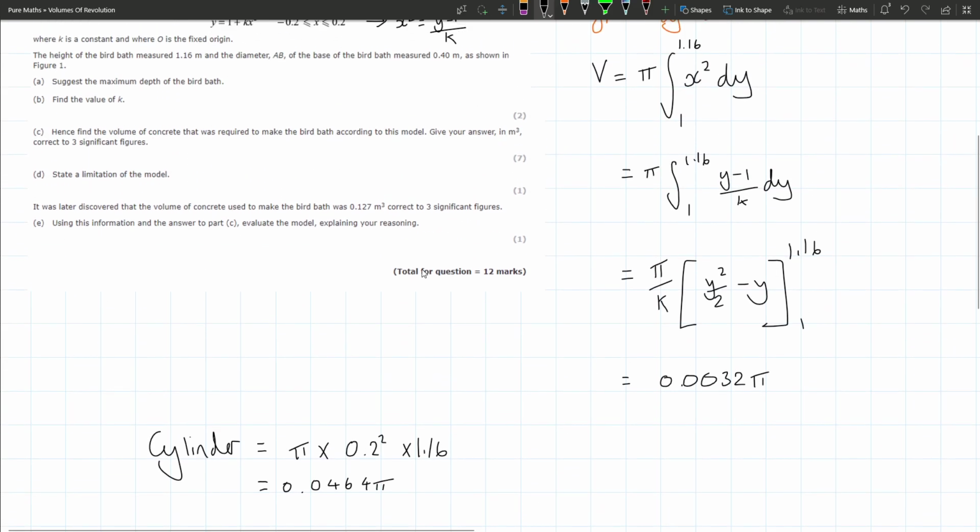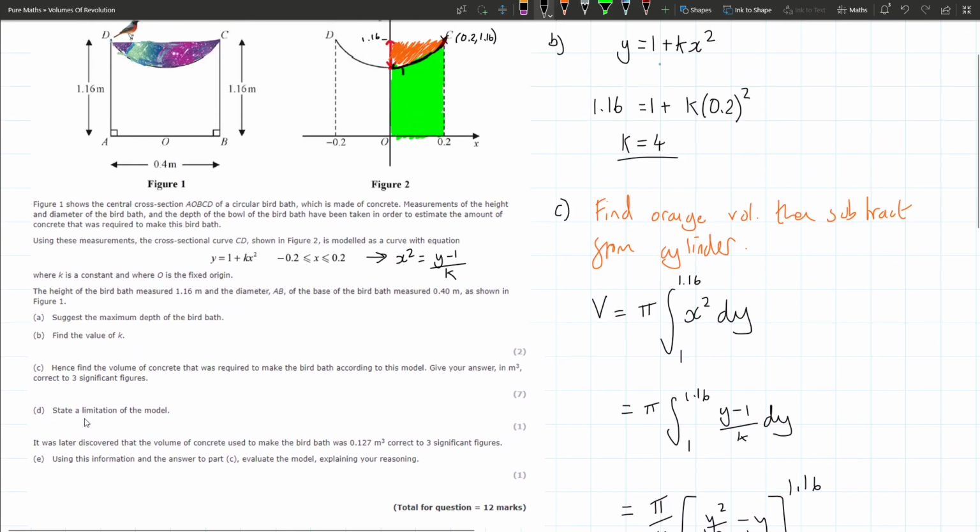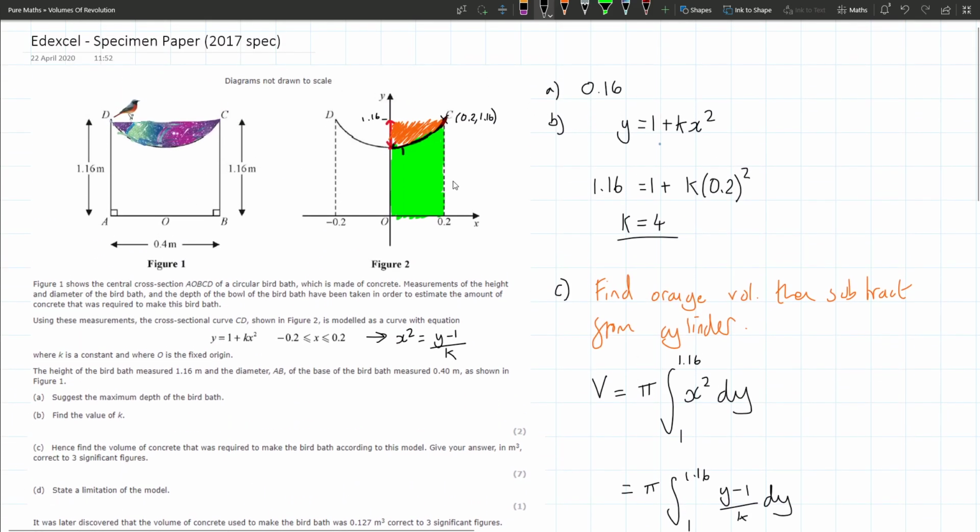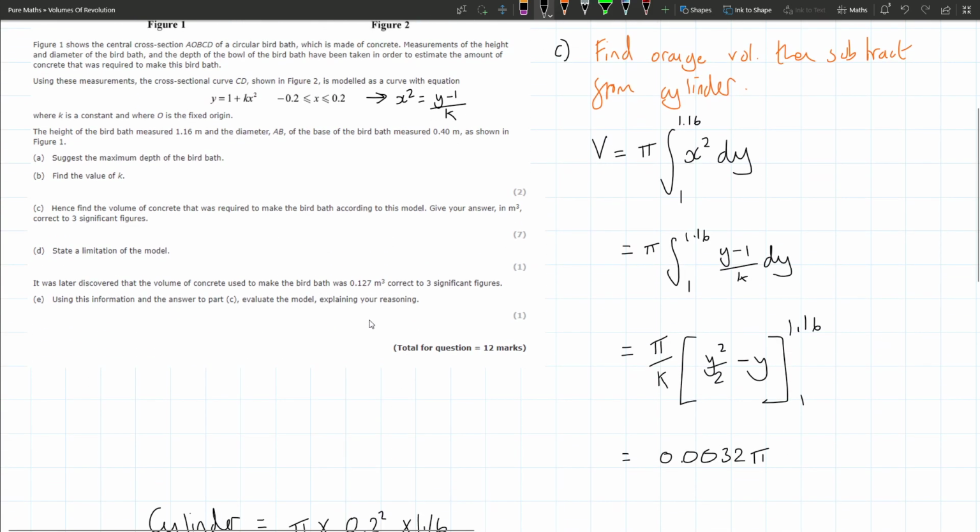Alright. State a limitation of the model. So what is a limitation of this model? There's always a few different possible answers you can give to these things. I mean, it could be inaccurate measurements. The inside of the bowl may not be smooth, or they could need extra concrete because the mould might not be accurate or something like that. Bit of a vague question, but those do tie in with what the mark scheme is. I'll show you the mark scheme in a minute.